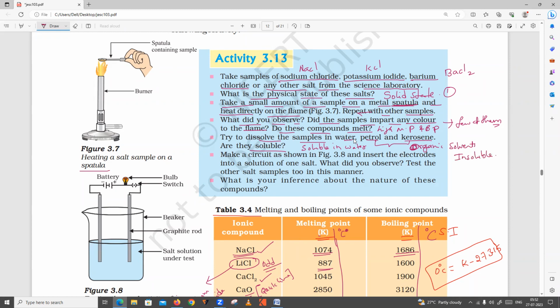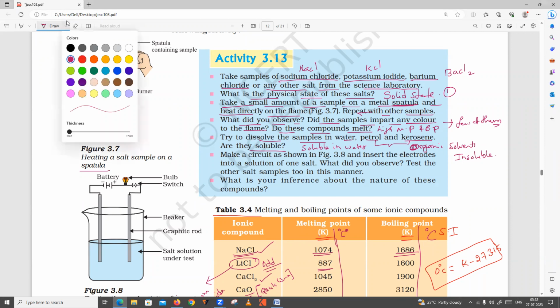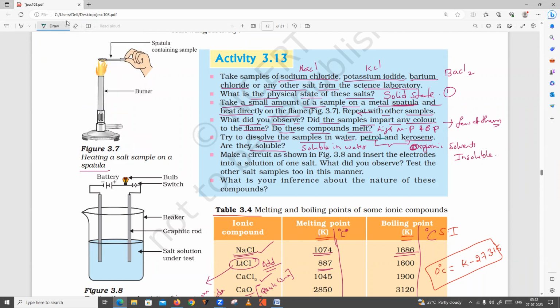Organic solvents, they are what, guys? Insoluble. Only soluble in water. Okay, guys? Please remember that. They are soluble in water, but they are insoluble in petrol and kerosene. Why? Because petrol and kerosene are organic solvents. So please remember that.